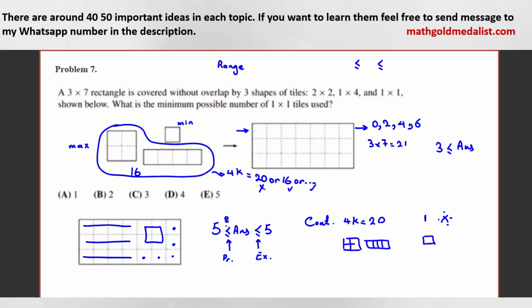So 20 is not possible, so they can cover at most 16. So the number of cells that should be covered with 1 by 1 will be at least 21 minus 16, which is 5. Okay, I can say the proof of this part of this problem was the hardest part of this AMC exam, AMC 8 2024. It was the hardest part if you want to prove this. So it was not easy at all.